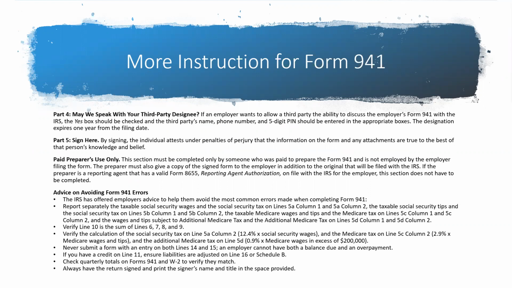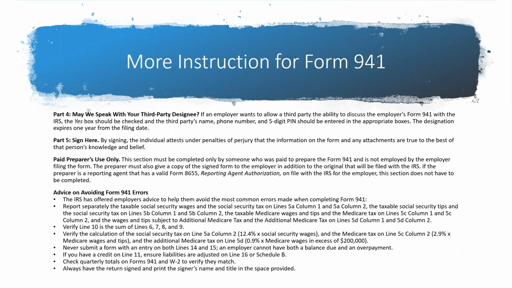So more on the 941s. Part 4 asks if we can speak with your third-party designee, and if a client or your employer wants to allow that, then they can go ahead and check yes in that box, and they need to provide the third party's name, phone number, and 5-digit PIN.